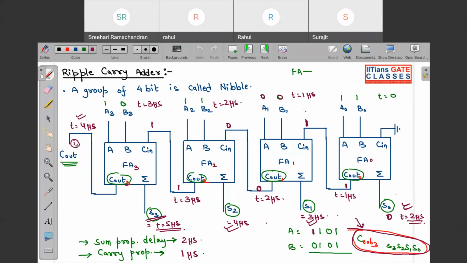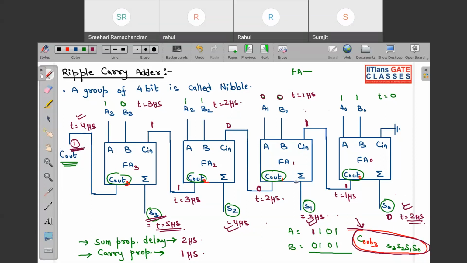I am not able to get what you are asking. You are telling me that the C out is already present. C out is already 1 before performing this addition. Okay, and then they ask to find, tell me, the total delay.